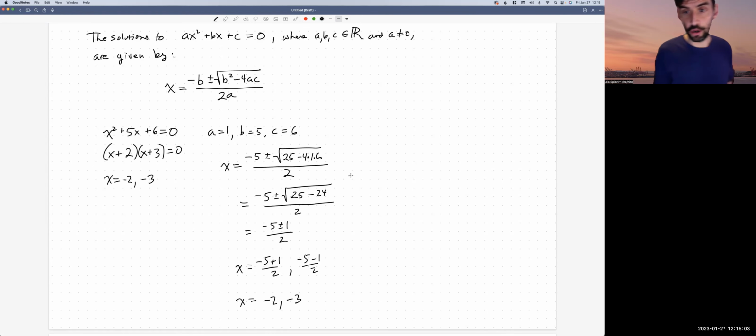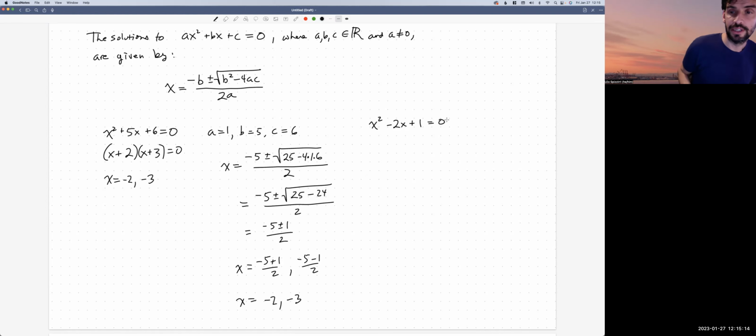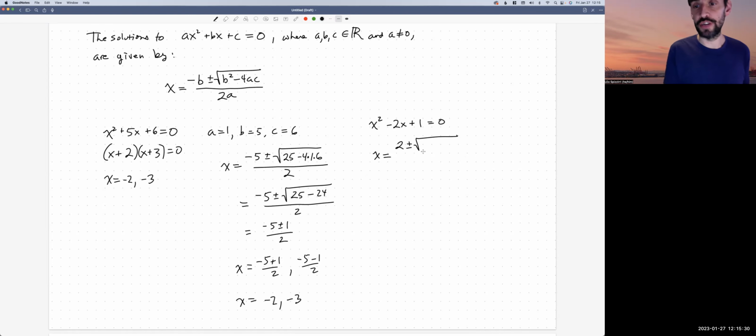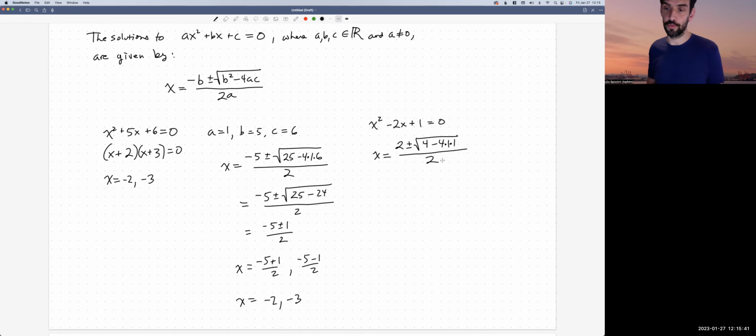Let's do one more example. Let's do x squared minus 2x plus 1 equals 0. Let's try solving this with the quadratic formula. So we know that the solutions are given by negative b. So b in this case is negative 2, so that's going to be 2 plus or minus the square root of b squared. So negative 2 squared is 4, minus 4 times a. A in this case is 1. C in this case is 1. And 2a is just 2 times 1, or 2.